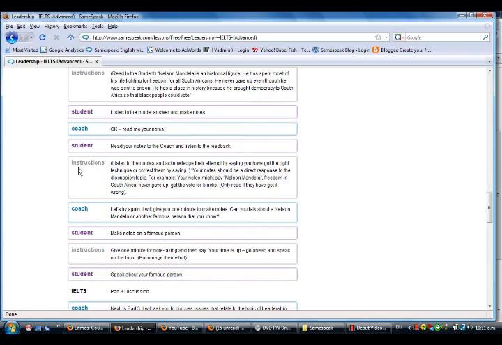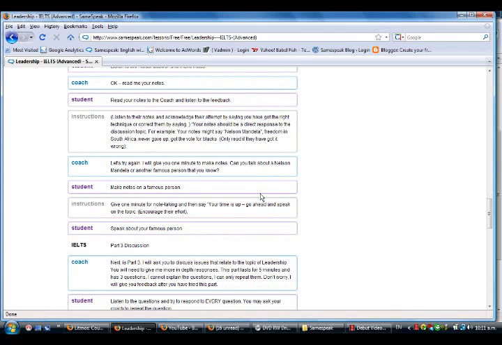And we've got some hints in the instructions box. Your note should be a direct response to the discussion topic. For example, your notes might say Nelson Mandela, freedom in South Africa, never gave up, got the vote for blacks. Now only read this to them if they have got it completely wrong. So once you've done that, you're going to get them to try it again.